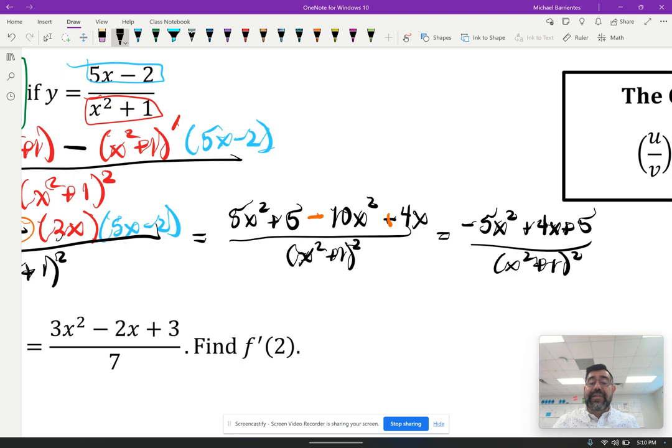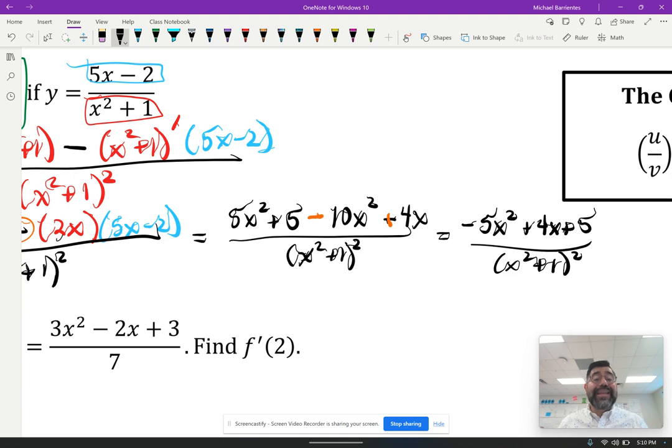So what this means is I found the derivative formula. I found a derivative function. The purpose of the derivative function is, if I told you for this equation, y equals 5x minus 2 divided by x squared plus 1, can you find the slope of the tangent line at x equals 2? All you have to do is substitute a 2 in wherever you see an x in this formula, and it's going to spit out that slope.